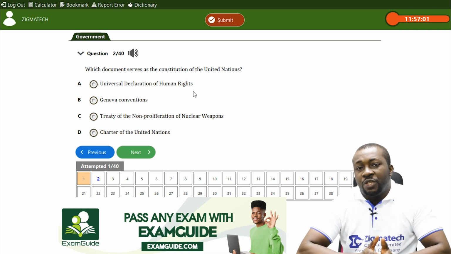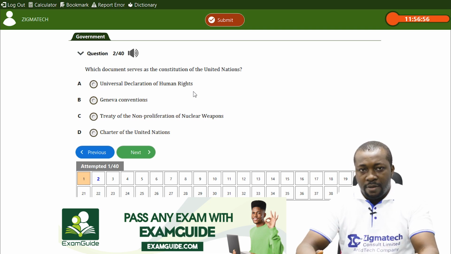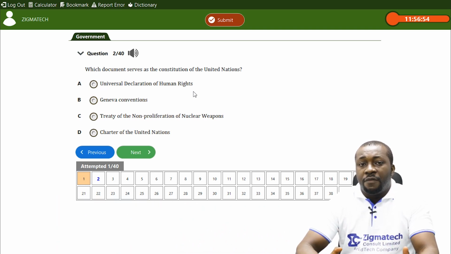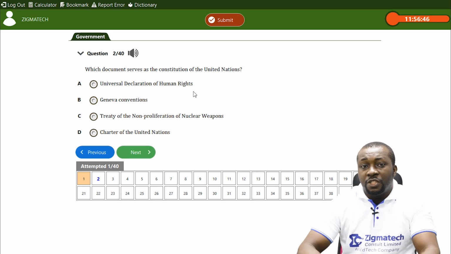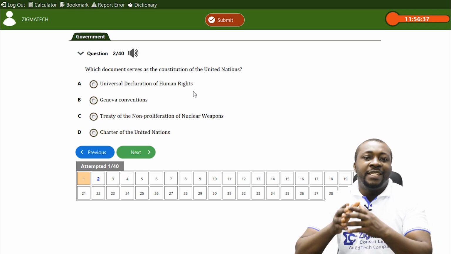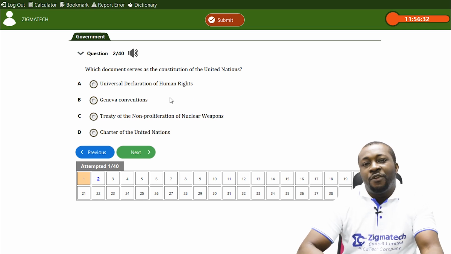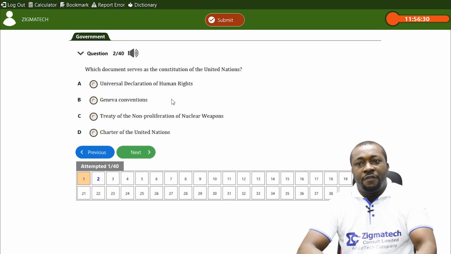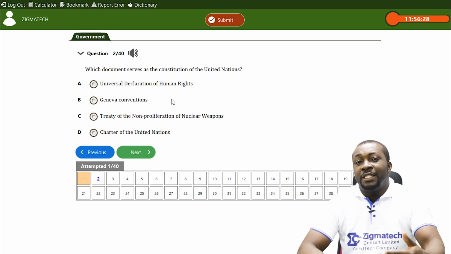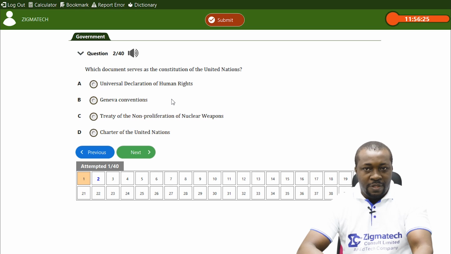Now, the Universal Declaration of Human Rights is the global proclamation of human rights to which everybody is entitled, which was adopted by the United Nations General Assembly in December 1948. So it's a declaration by the United Nations General Assembly. So it cannot serve as the Constitution of the United Nations because the United Nations itself had been established before this.